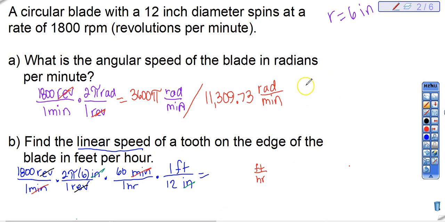Here's what I do. I plug it into my calculator. I push my fraction button and I just start typing it in. 1800 times 2 pi times 6 times 60 over 12 and hit enter so that I don't have to do multiple entries into my calculator. Just type it in as one long fraction. What do we get?